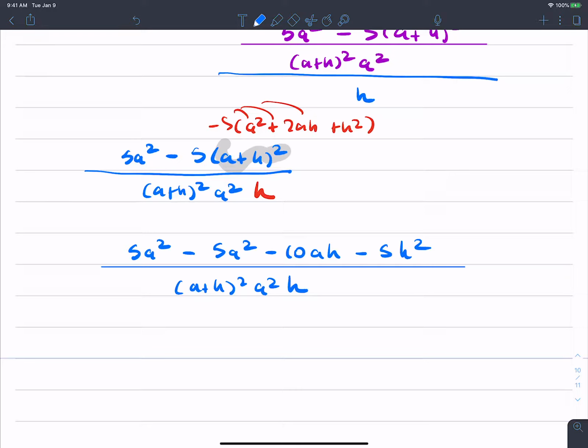All right, let's actually simplify, right? So these terms cancel, right? And notice what you're left with, ladies and gentlemen. What are we left with?